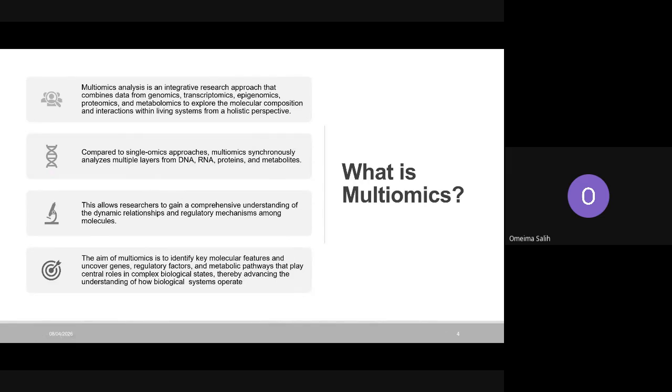So what is multiomics? Multiomics is an integrative research approach that combines data from genomics, transcriptomics, as I mentioned, the different types of omics. You select the type of omics according to your research question, your objectives, and your expected output of the research. This gives a holistic perspective about the cells you are studying, or the cell interaction, or maybe cell environment interaction.